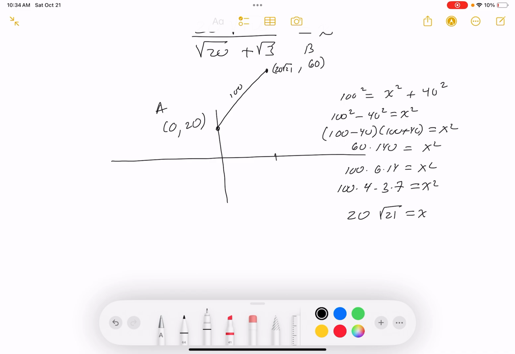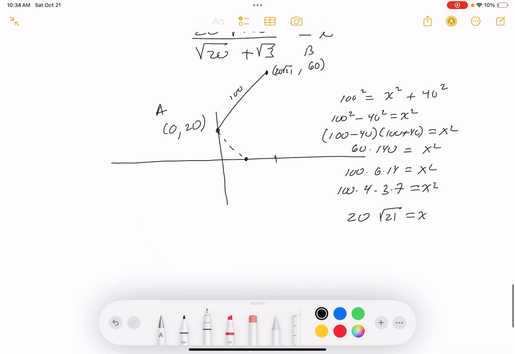Now, what are they going to do? They're going to take a point on the x-axis that I need to touch, and I need to go there, and then I need to go back up here. And I'm going to call that point x. I don't know what it is, by the way, but I do know the x is between 0 and 20 root 21. I know that much. So what do I got for the y? The y is 0. All right, so we got this part done.